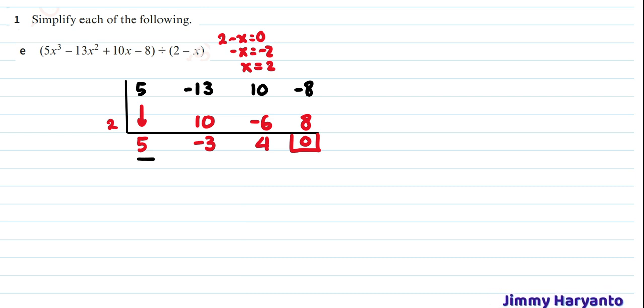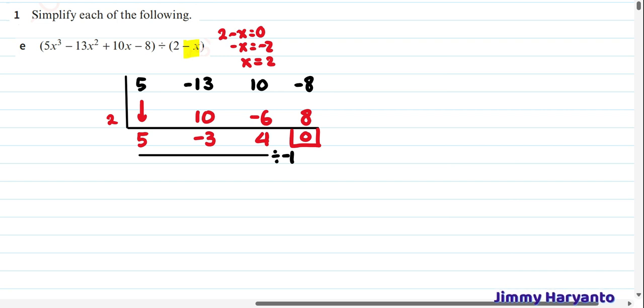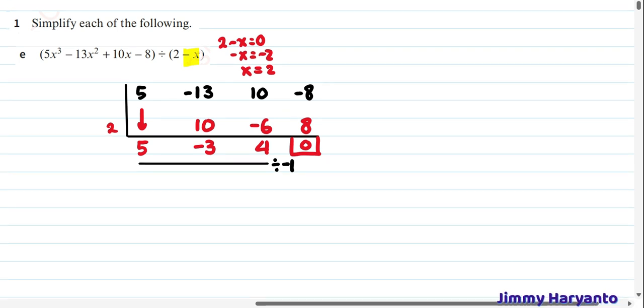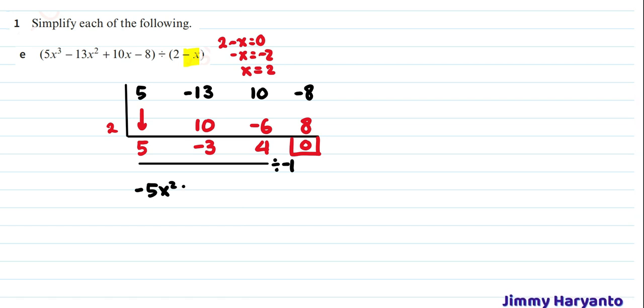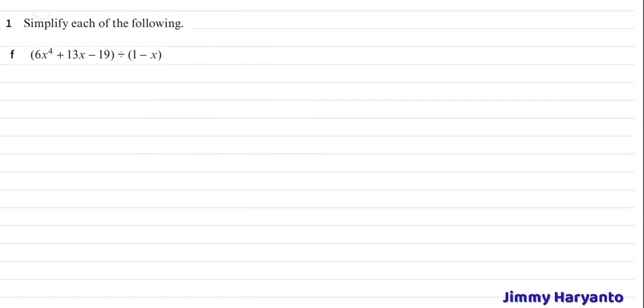Okay, so our answer is 5, negative 3, and 4, but don't forget to divide it by negative 1 since the coefficient of x for the divisor is negative 1. That means our answer is negative 5x squared plus 3x minus 4. And then next is 1F. We have 6x to the power of 4. Be careful for this one.